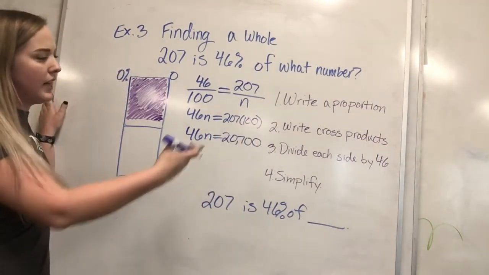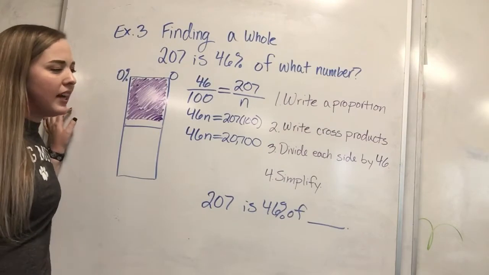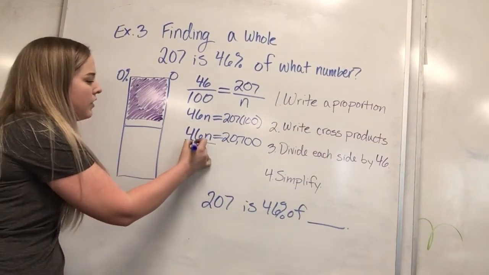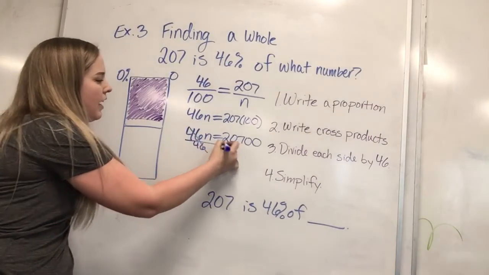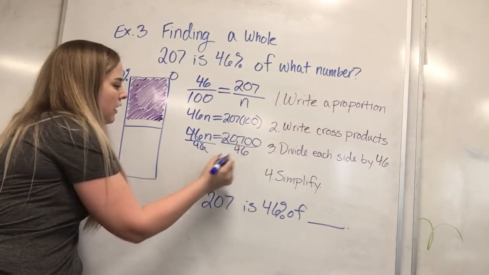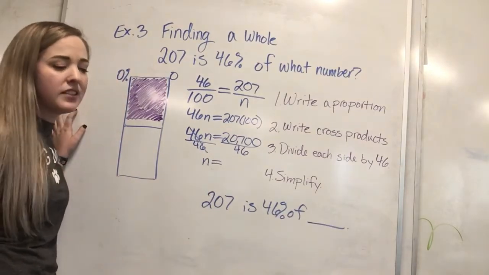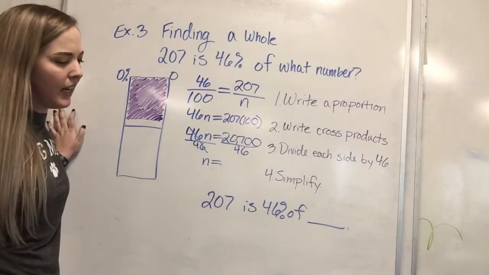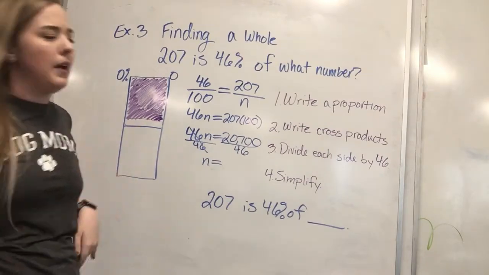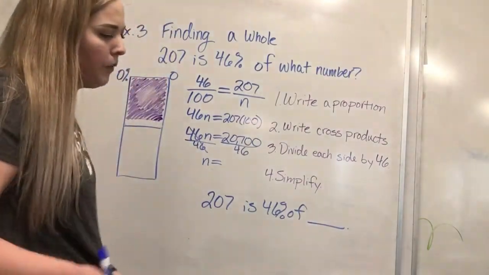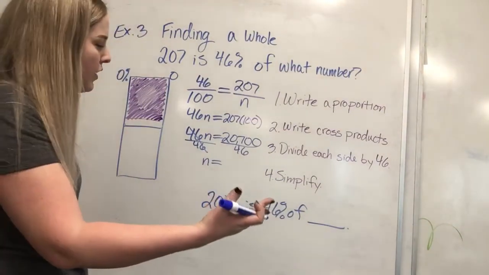All right, next step, it says it in your notes. Divide each side by 46. Again, we're doing that because we want to get n on its own. Cancels out. Now, 20,700 divided by 46 is what? Again, you can use your calculators, pause the video, do it by hand, however you would like to do it. Go for it. But I am going to say it in the next 3 seconds.